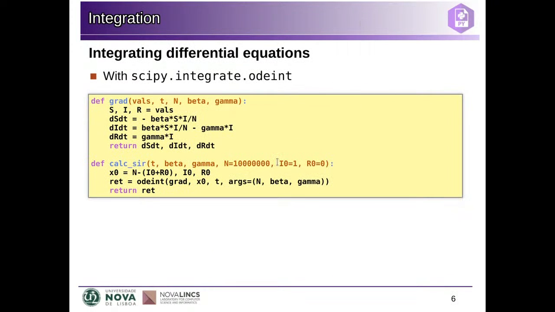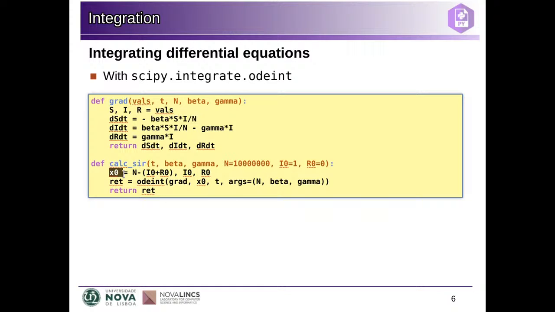And now we can call the solver, the odeint function, where we say which function we are going to use for the derivatives. So it's this one here for the gradients. We are going to give a starting value. So this starting value, when we create this function to compute the curves for this model, we can receive as a default 1 person infected, 0 recovered or removed, and a total population size of 10 million. So this will be the starting point. We start with 1 person infected.